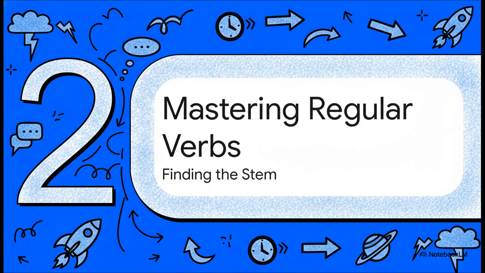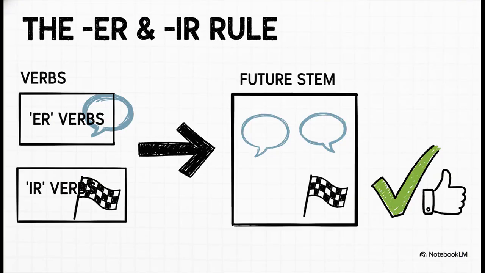All right, so we've got our endings down. Check. Now it's time to find that first puzzle piece, the stem. And the good news is that for most verbs, this is ridiculously easy. No, really, it's this simple. For that huge group of verbs ending in er and ir, the stem you need is just the whole verb, the infinitive itself. You don't have to change a single thing.